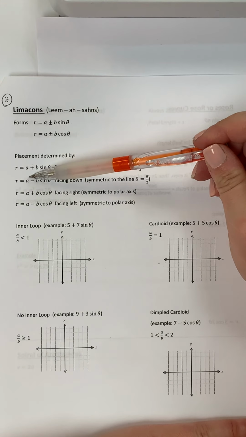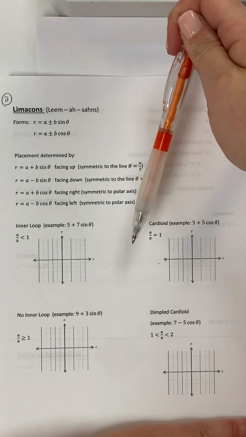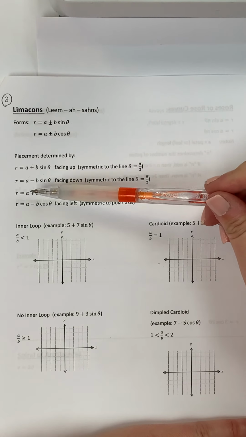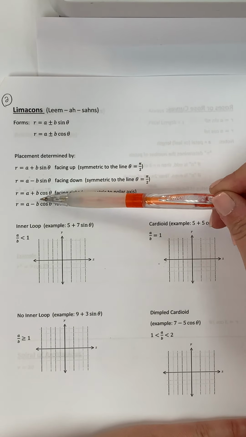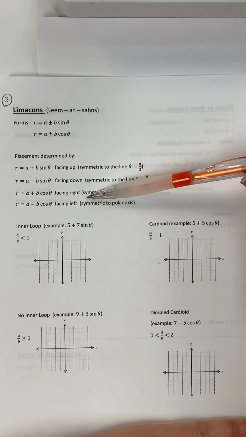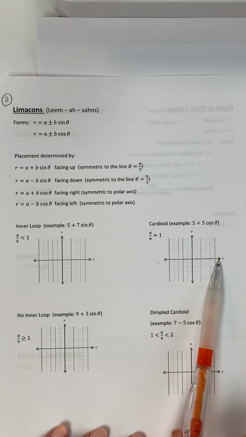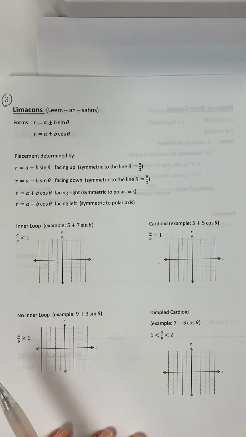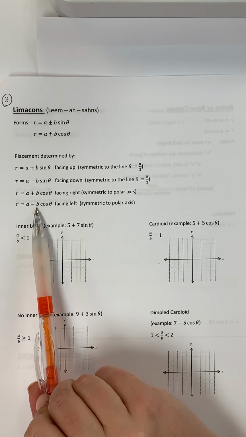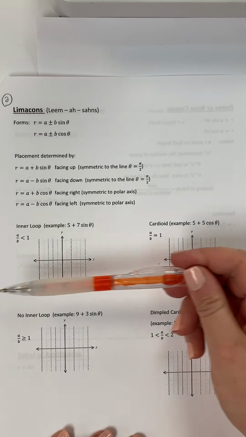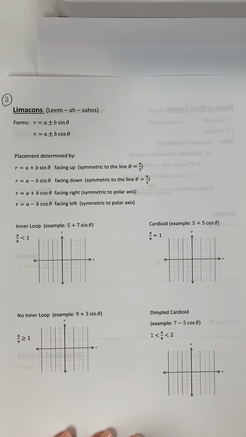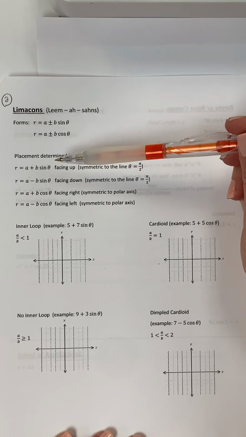If it's a minus b sine theta, we're facing down. If we are dealing with the cosines and it's a plus, we're facing right, symmetric to the x-axis or the polar axis in polar terms. A minus b cosine theta, we're facing left. Okay, so that will kind of help us figure out what we're doing.